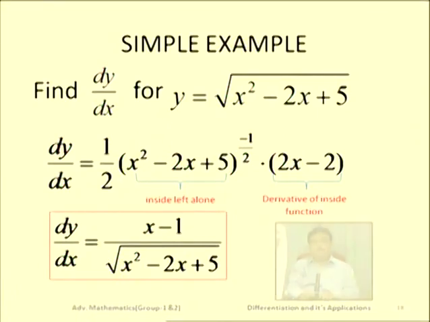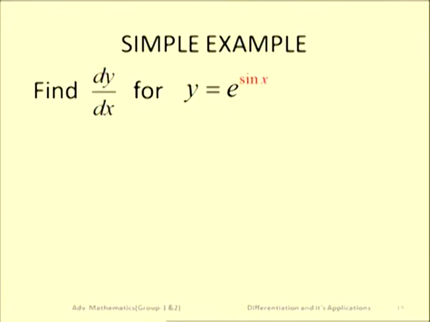Now let us solve some more examples. We are taking simple examples to understand the concept. After some simple examples, we'll see some complicated examples to evaluate their derivative using the chain rule. We have to find dy by dx for y is equal to e raised to sin x. So in place of x, we have here sin x. We know that the derivative of e raised to x with respect to x is e raised to x. But in place of x, we are given sin x.